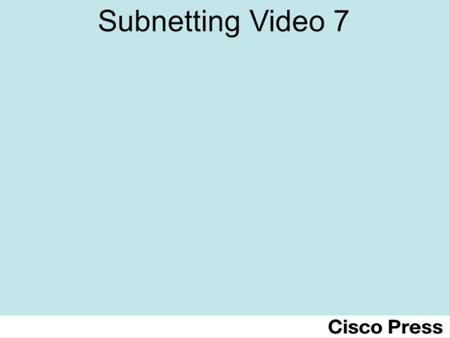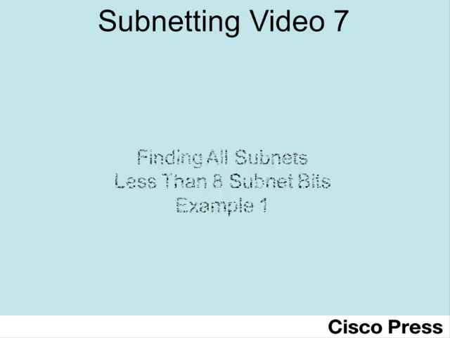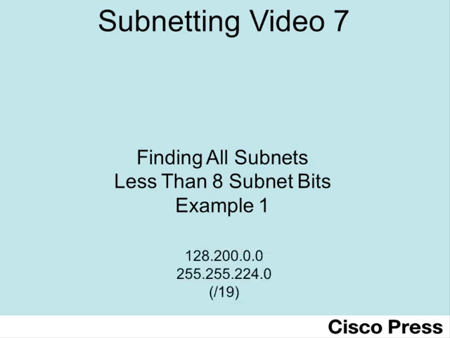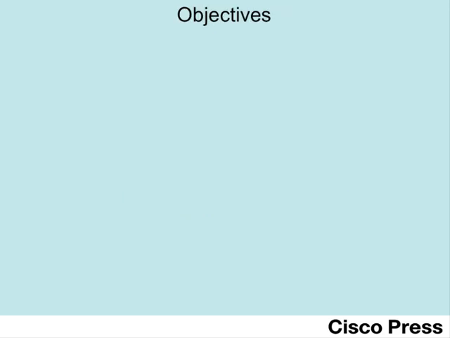In this video, you'll see how to find all the subnets of one network when there are less than 8 subnet bits. For this example, we'll use IP network 128.200.0.0 with a mask of 255.255.224.0. As for the objectives, you need to learn a process to find the answer to this type of question, and we'll just show an example of that process.